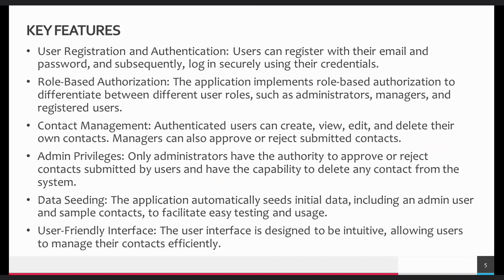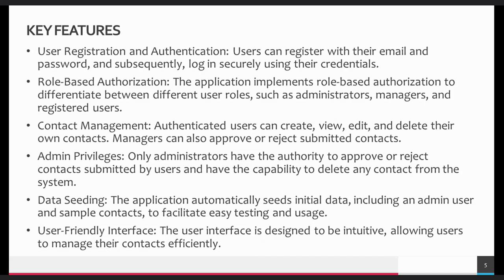So this project will include 6 key features. First is user registration and authentication. Users can register with their email and password and subsequently log in securely using their credentials. Second is role-based authorization. The application implements role-based authorization to differentiate between different user roles, such as administrators, managers, and registered users.